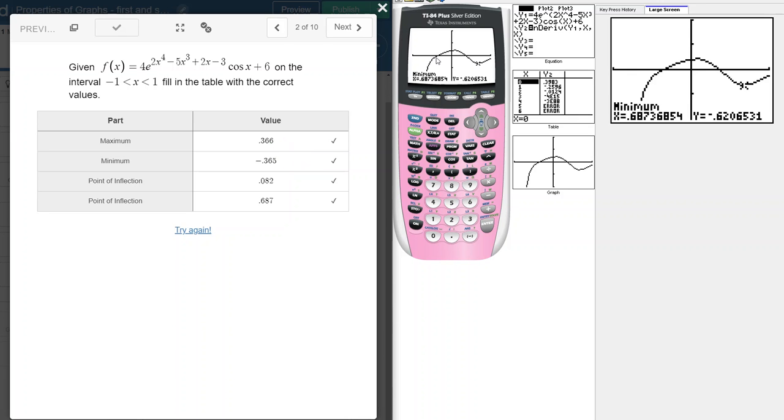If it asked where is it increasing, that'd be between our x-intercepts, so between -0.365 until 0.366. So this is how we use our calculator to answer questions about derivatives.